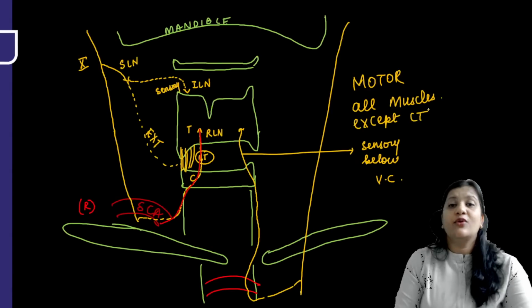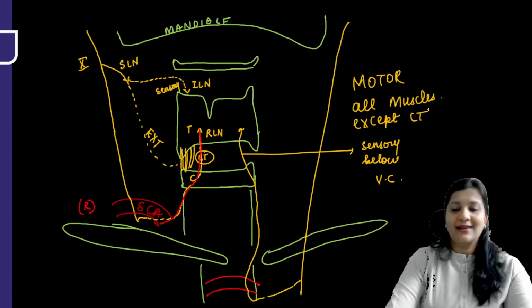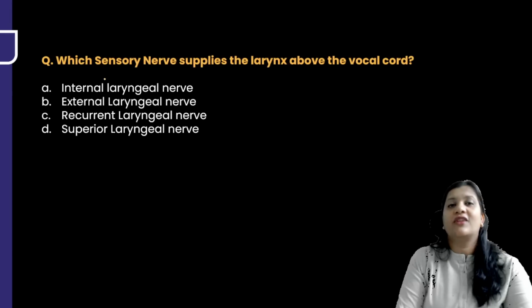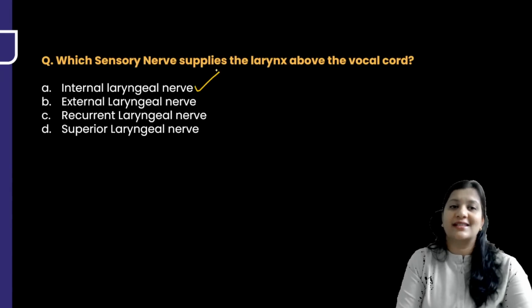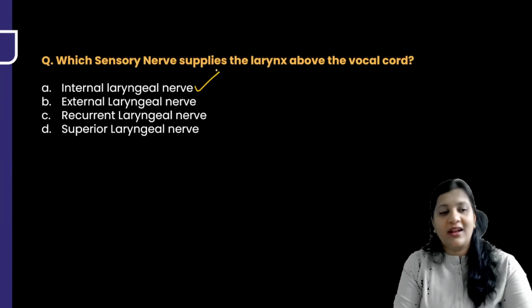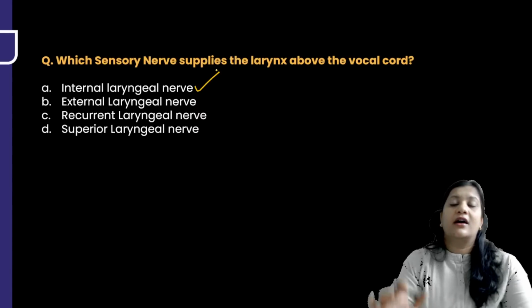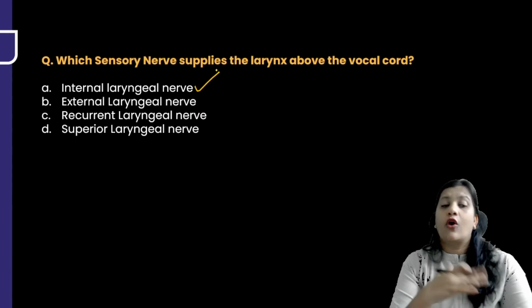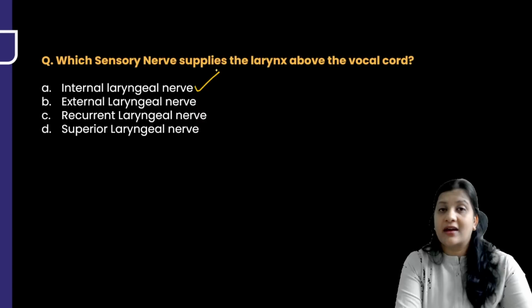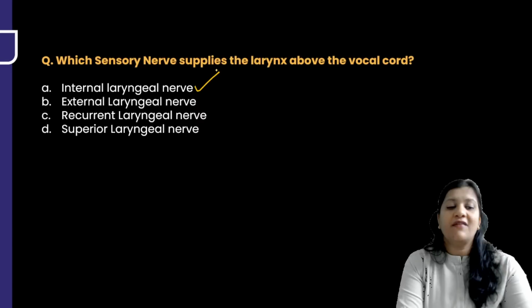So now that you know the innervation of the larynx, it's very easy. Sensory nerve supply of the larynx above the level of vocal cords is the internal laryngeal nerve. Below the level of vocal cords is your recurrent laryngeal nerve. And all the muscles are supplied by the recurrent laryngeal nerve except cricothyroid. Cricothyroid is supplied by the external branch of the superior laryngeal nerve.